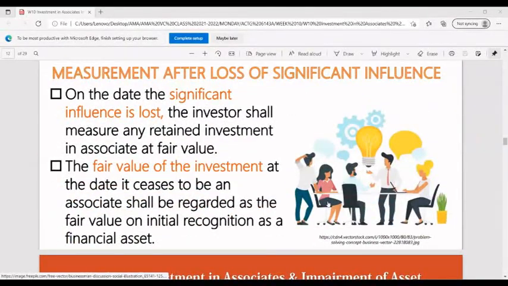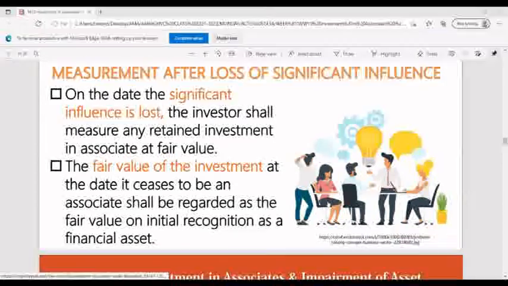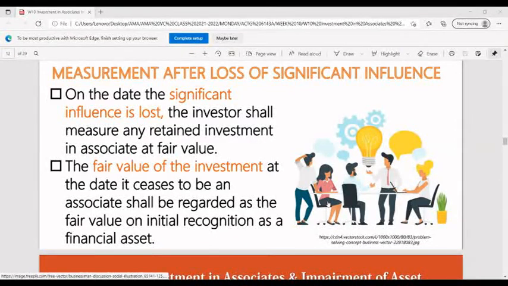So measurement after loss of significant influence. On the date the significant influence is lost, the investor shall measure any retained investment in associate at fair value. The fair value of the investment at the date it ceases to be an associate shall be regarded as the fair value on initial recognition as a financial asset.